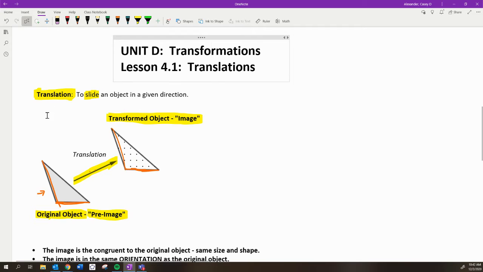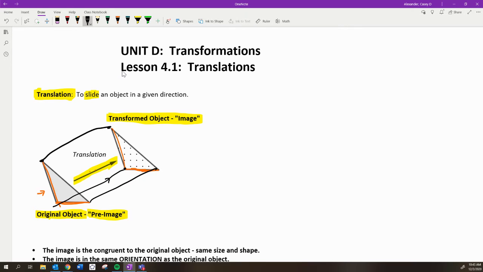Translation just means to slide an object in a given direction, right? And I know that that's a little weird. Look, two triangles. One is the original object, and then I translate it by sliding it along some arrow here. You can see that it's slid along the arrow in the diagram. But if I connect each of these corners, do you notice that the lines connecting the corners are all parallel to that arrow? So all the corners are actually slid in that same direction.